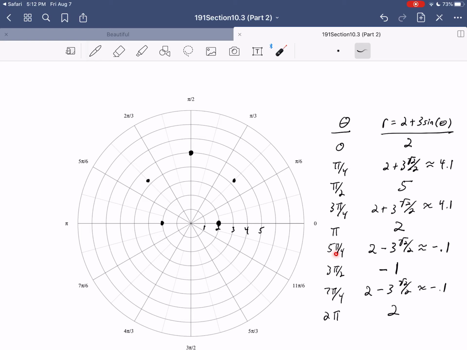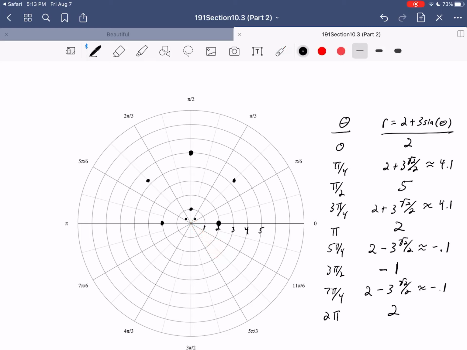Then at 5 pi over 4, we have negative 0.1, so we have to be very careful here. What this means is that we should be facing this way, but we're going to back up just a tiny bit and end up right over here. Then, really important, at 3 pi over 2, we should be facing this way, but since we're going to back up, we're going to be right there. So now we have a point there. Then at 7 pi over 4, we should have negative 0.1. We should be facing down here into quadrant 4, but we'll actually back up a little bit into quadrant 2.